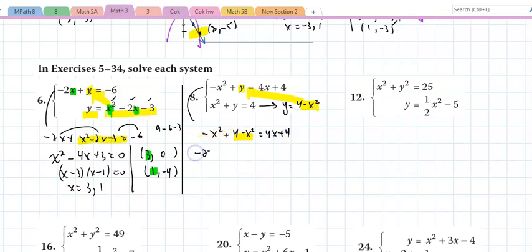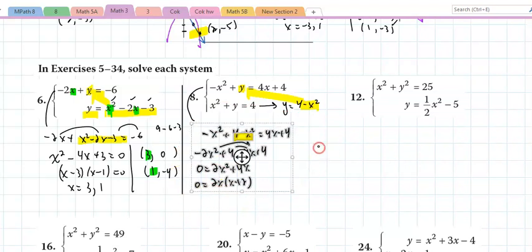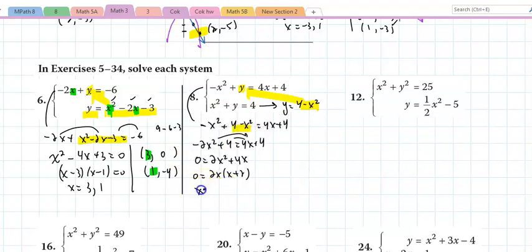And this is negative 2x squared. Plus 4 equal 4x plus 4. If I move everything to the right, I'll get 2x squared plus 4x equal to 0. Factor. So I'm getting x to be 0 or negative 2. Very good. If x equals 0, what does y equal? If x equals negative 2, what does y equal?